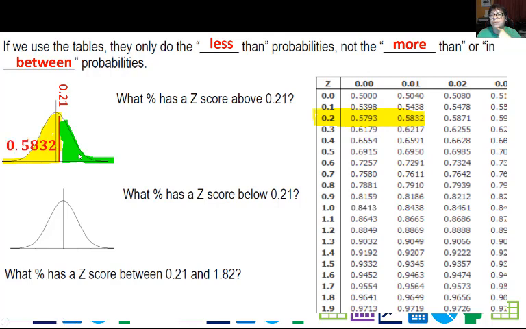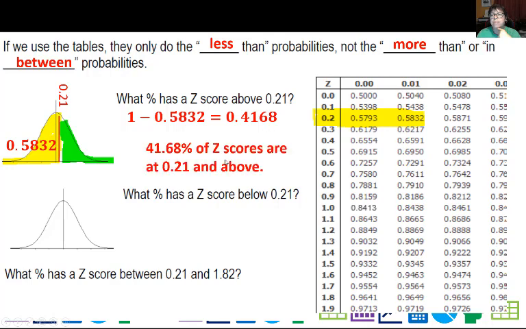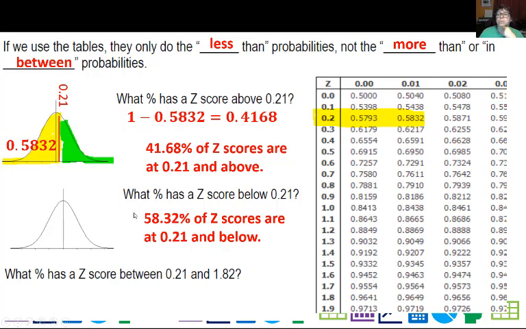So if I want to find the green area, I know the total is 1. So I can go 1 minus 0.5832 and get 0.4168. That means 41.68% of z-scores are at 0.21 and above because I'm looking at the above. Below is pretty easy. It's just that number, 58.32%. Now, what if I wanted between 0.21 and 1.82? I'm going to use this graph here to do that. So there's 1.82 from before.